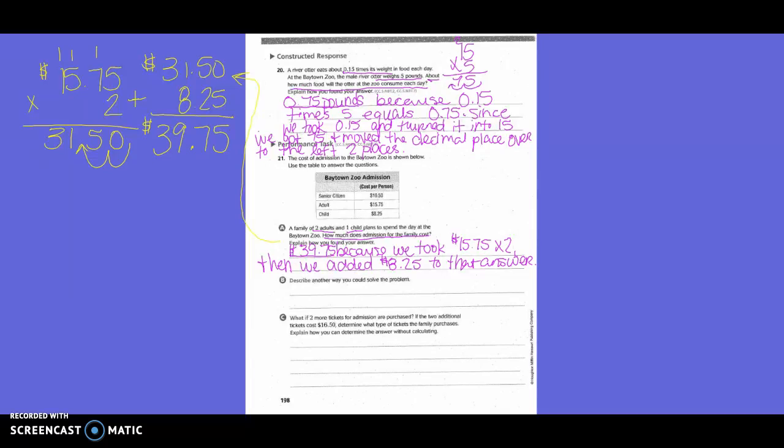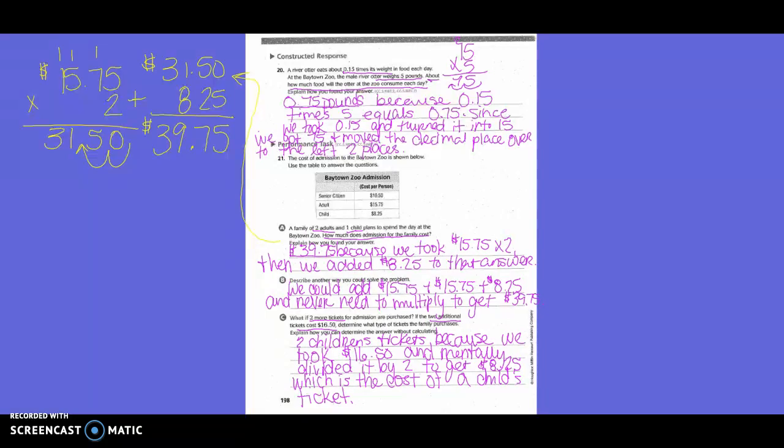Letter B, describe another way you could solve the problem. We could add $15.75 plus $15.75 plus $8.25 and never need to multiply to get $39.75. Letter C, what if two more tickets for admission are purchased? If the two additional tickets cost $16.50, determine what type of tickets the family purchases. Explain how you can determine the answer without calculating. Two children's tickets. Because we took $16.50 and mentally divided it by 2 to get $8.25, which is the cost of a child's ticket.